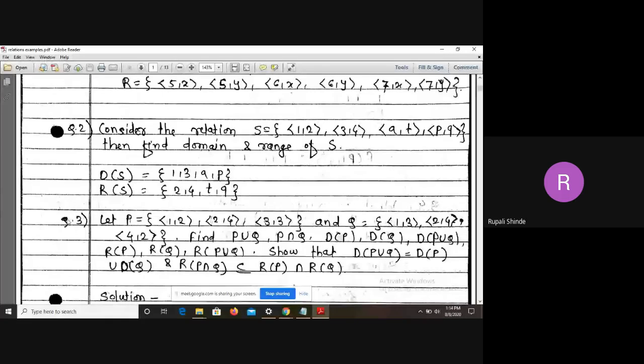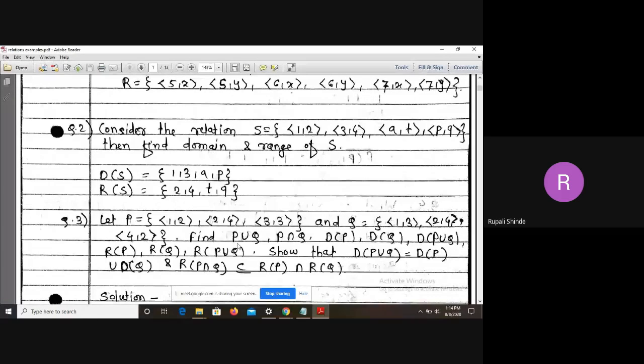Now next question is given. Let P be equal to this relation. Q is given as this relation. Then find P union Q, P intersection Q, domain of P, domain of Q, domain of P union Q, range of P, range of Q, and range of P union Q. Okay. So two relations are given, and from these two relations we have to find all these things.